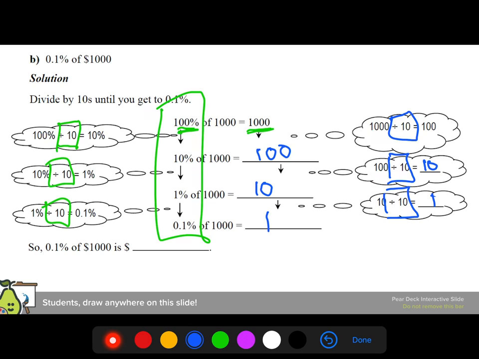So we've said that 0.1% of $1,000 is, and I had the answer 1 here, it's $1. We've got a dollar sign there. I threw in the cents as well. Cents weren't indicated in the original question, but just for clarification, I threw that in there as well.